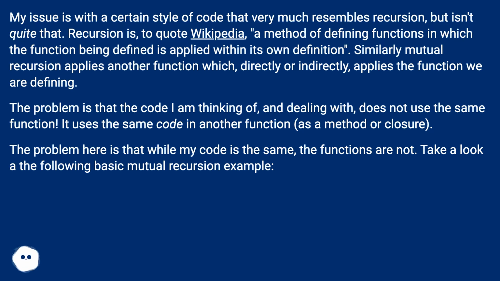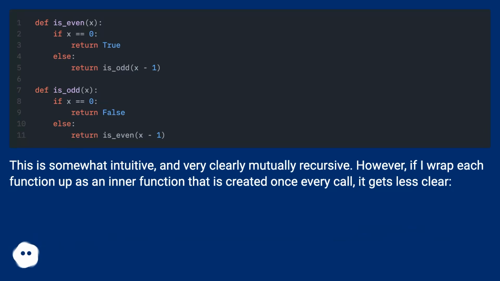The problem is that the code I am thinking of and dealing with does not use the same function. It uses the same code in another function as a method or closure. The problem here is that while my code is the same, the functions are not. Take a look at the following basic mutual recursion example. This is somewhat intuitive and very clearly mutually recursive.